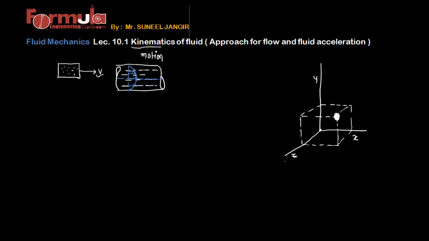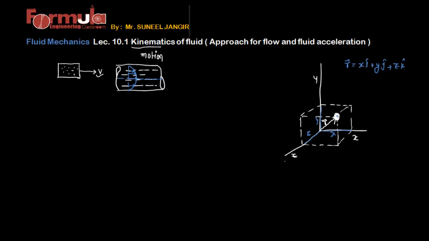So the position of this particle is defined by the position vector r. In the x direction the position is x, in the y direction the position is y, and in the z direction the position is z. So the position vector r can be written as r equals x i cap plus y j cap plus z k cap. This is the position of this particle.